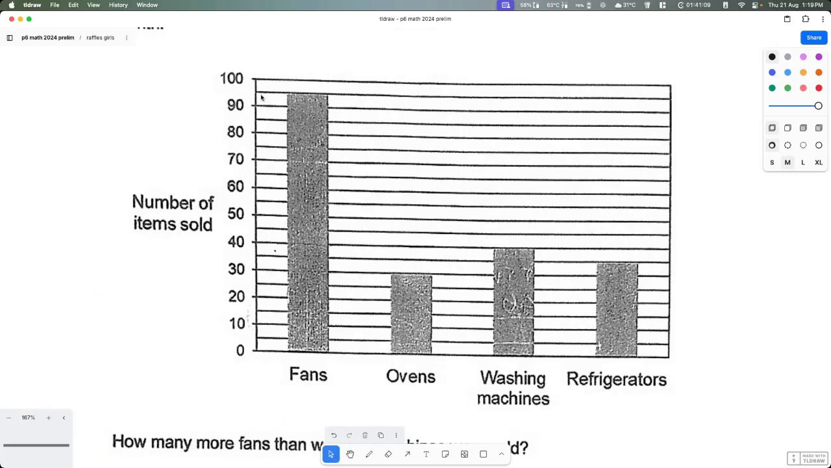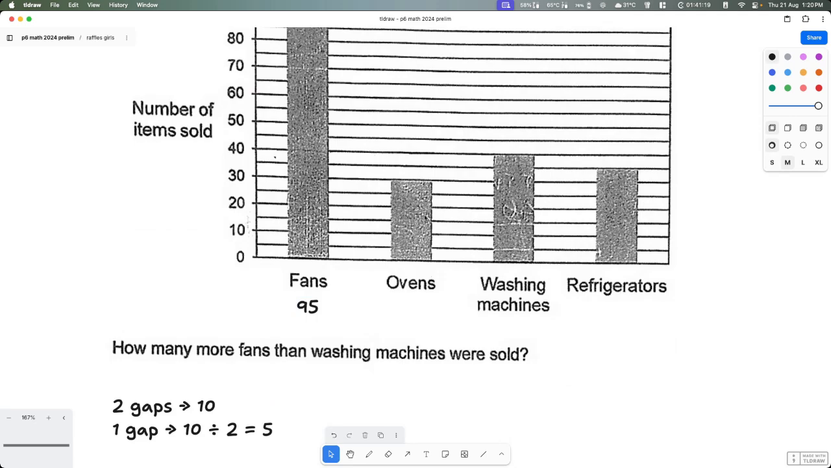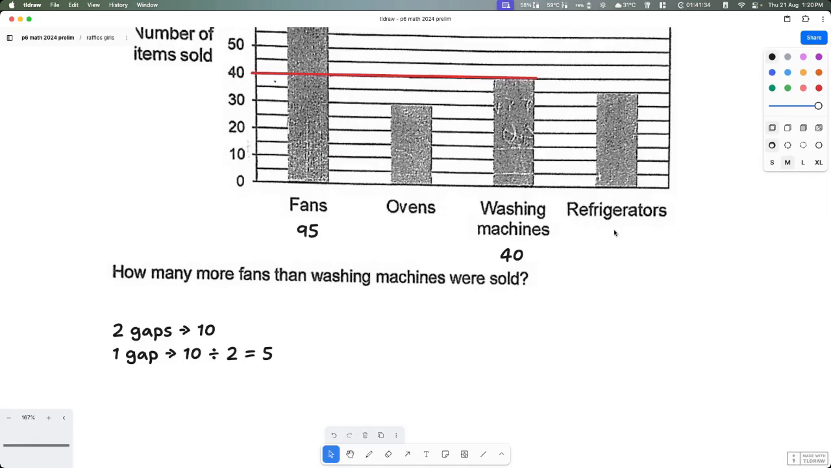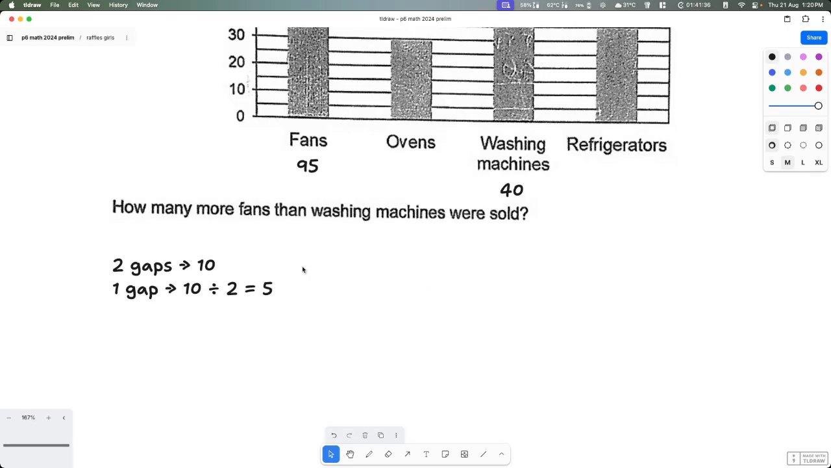So fans are, let me make this red, 95. So 95. Okay, and then we want washing machine, right? So washing machine as well is 40. Okay, so let's duplicate this to 40. There you go. So now we know how many more fans than washing machines.